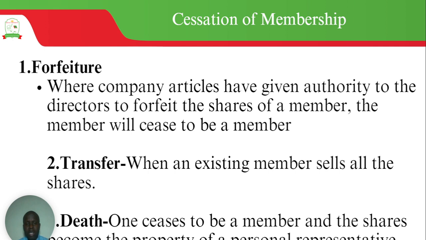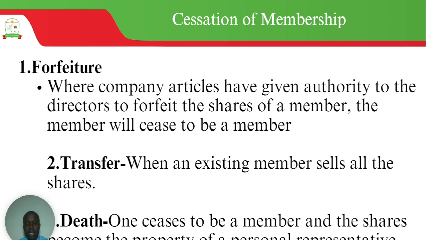Another issue that may cause somebody to cease to be a member of a company is death. They are saying one ceases to be a member and the shares become property of a personal representative. So if it's a father, maybe they can have a personal representative being a child. And remember, we emphasized the need to have somebody who has attained the age of majority.